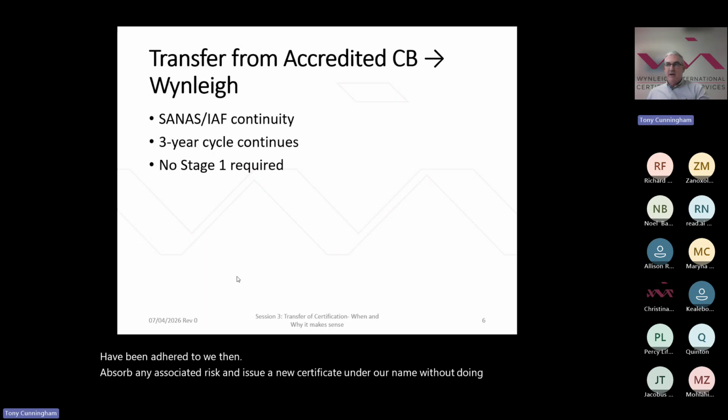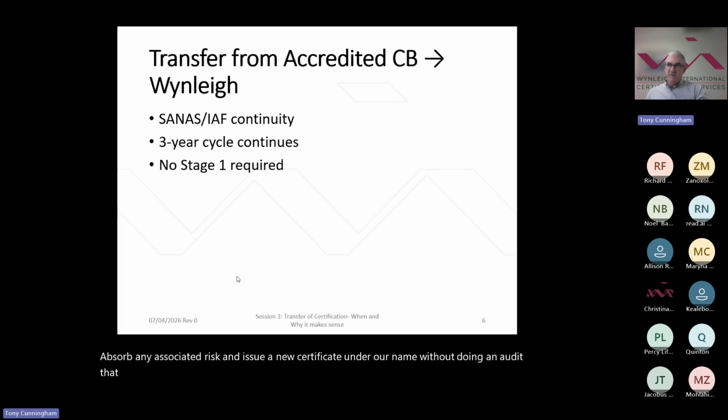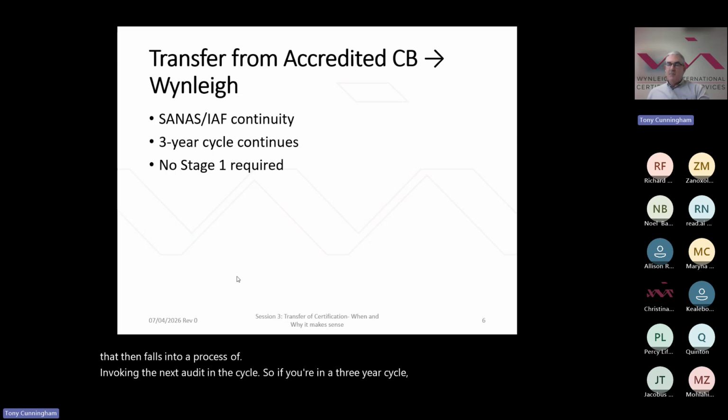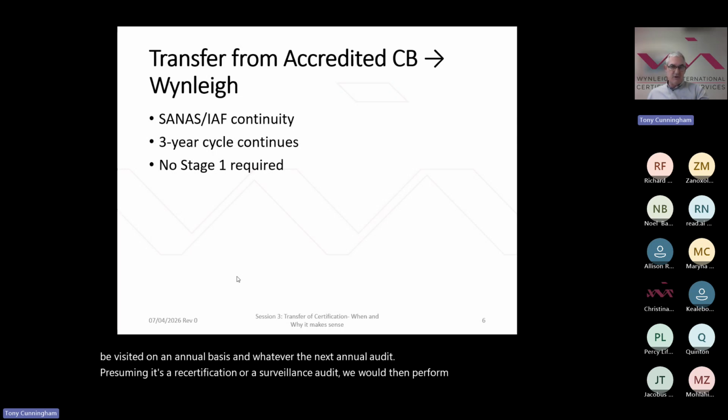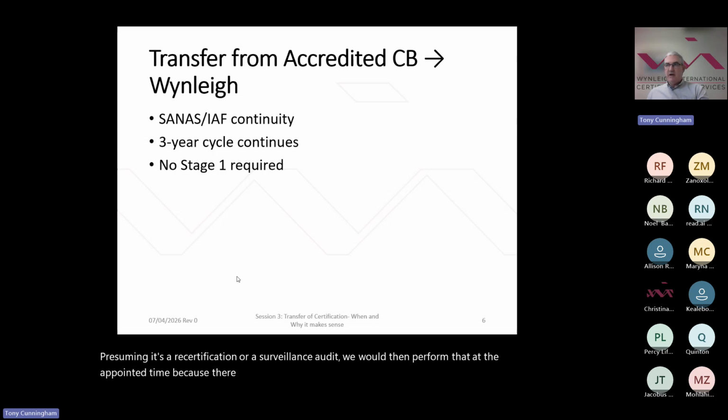That then falls into a process of invoking the next audit in the cycle. So if you're in a 3-year cycle, it's implied that you would be visited on an annual basis, and whatever the next annual audit is, presuming it's a recertification or a surveillance audit, we would then perform that at the appointed time, because there are rules as to the timeframes between audits, the durations of audits, and all that kind of thing.